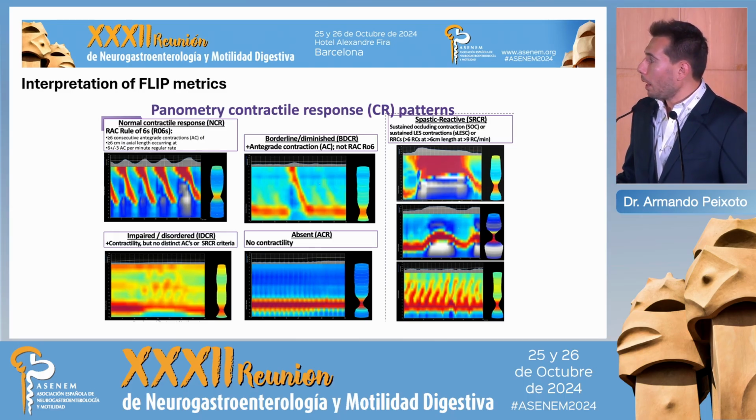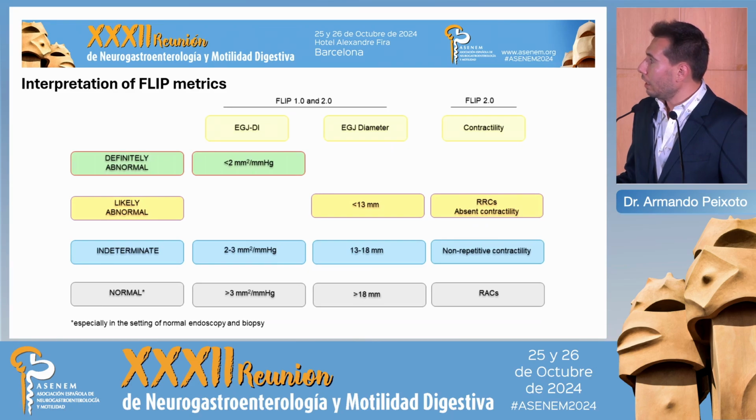And when we mix the AGJ dynamics with the contractile pattern, we can start to make some diagnosis, or more well said, we can define more what is clearly abnormal if the AGJ function is impaired in its opening, and what is clearly normal if the AGJ opening is above the threshold that is actually validated, and we have normal anterograde repetitive contractions on the panometry.